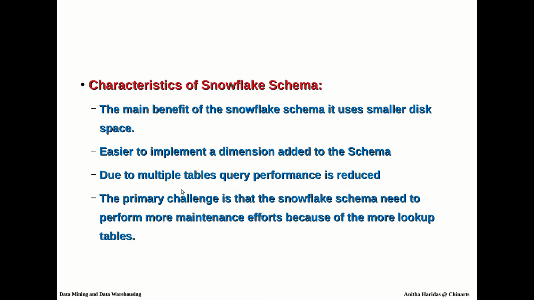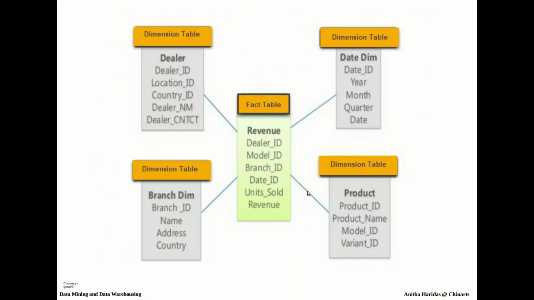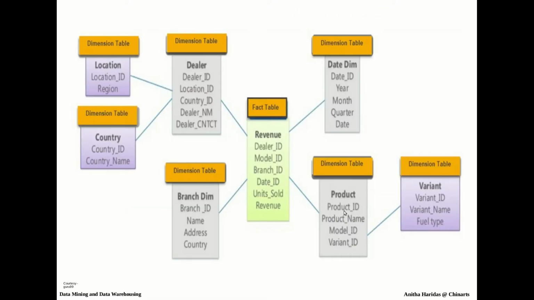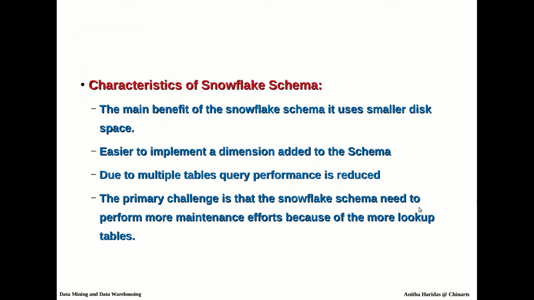Due to multiple tables, query performance will be reduced because, see, when you look at the star schema, the product information, everything can be accessed from this table itself. Whereas if you see snowflake schema, if I want to access the product information, this table must be joined with this table. Only then I can access the data. So multiple tables are used for the query. So obviously the performance may be reduced.